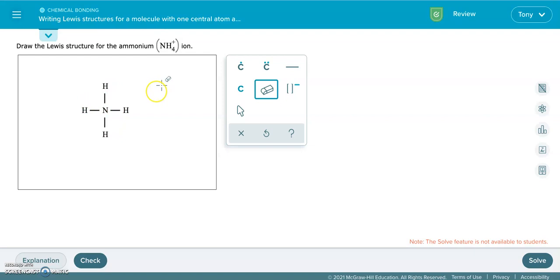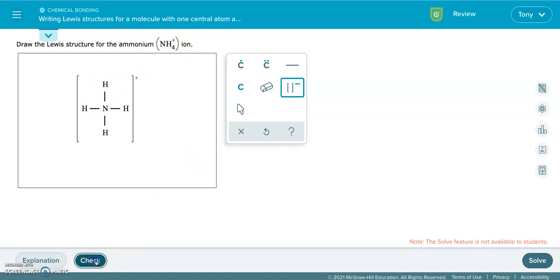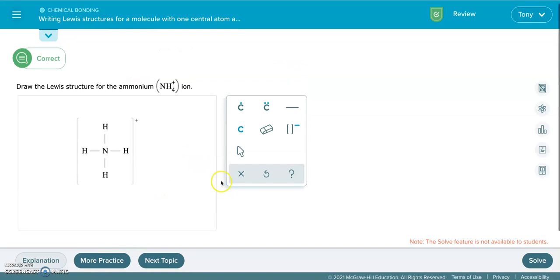Now I do have one more thing that I need to do that's really important, which is I need to add in the charge. I need to indicate that this is a charged species, right? That's the proper way to draw this, the proper way to communicate that. So I'm going to add in that plus charge there. Go ahead and check, and we got it right.